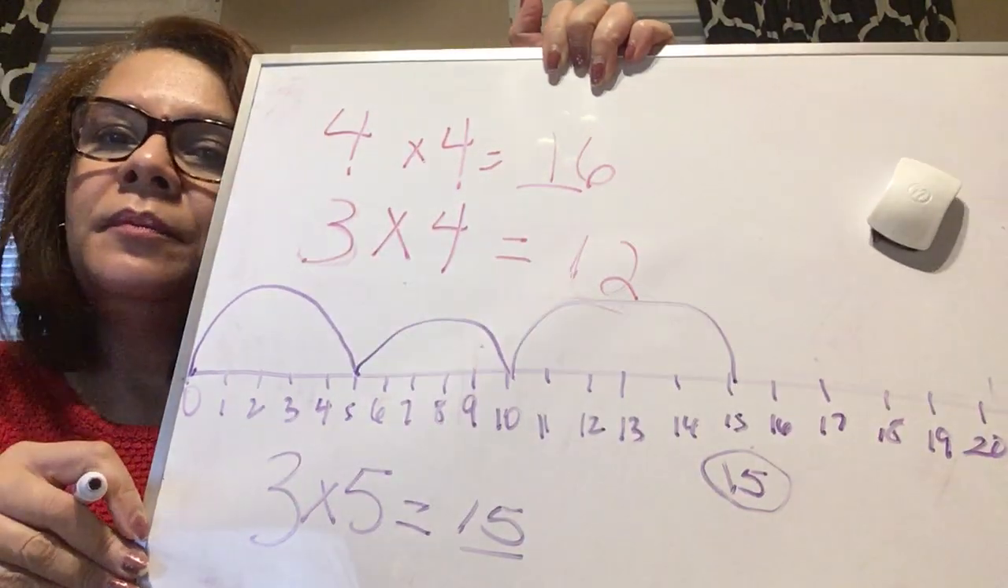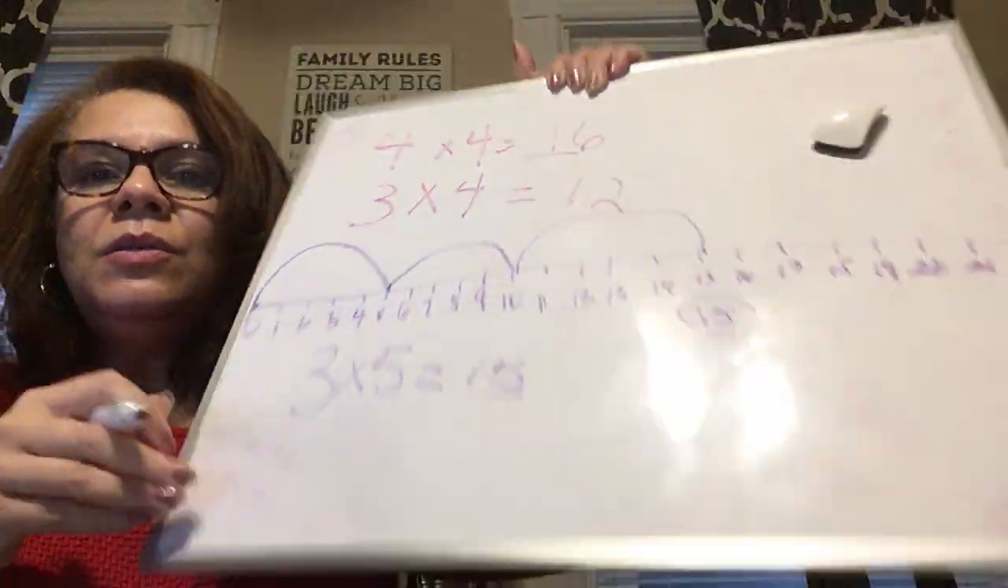So 3 times 5 is 15. Very good. Let's use the number line for another problem, just to review, because it's very important to review these basic facts. Remember, if you don't know these basic facts, if you don't memorize them, you are going to have a real hard time with the rest of your multiplication. Okay? So please take time to memorize these facts.